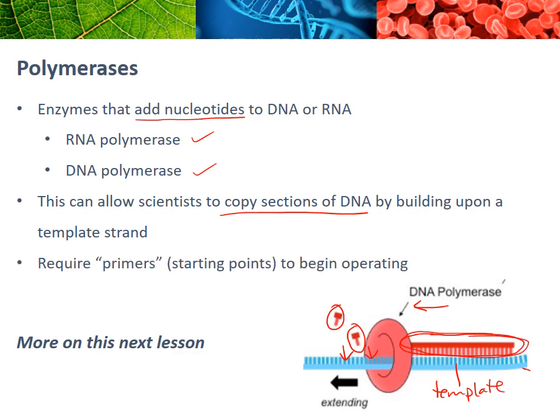The other important thing, again, we'll look at this in the next lesson, but for polymerases to work, they need things called primers, which is basically just a starting point. They need to know where they need to start copying from, but again, we'll look at that more in the next lesson.